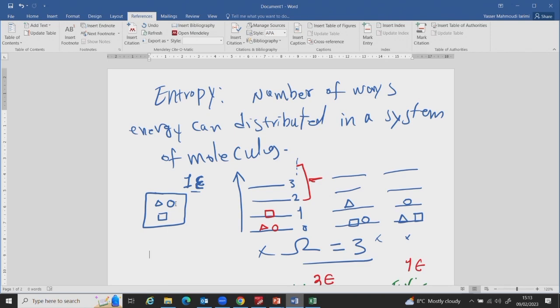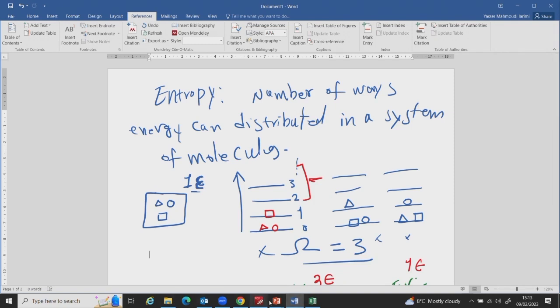This is why when you add heat to a system, the temperature rises, the molecules interact with each other and move around. We don't know about their position, we don't know which level of energy each of the molecules carries. That means the entropy is increasing.